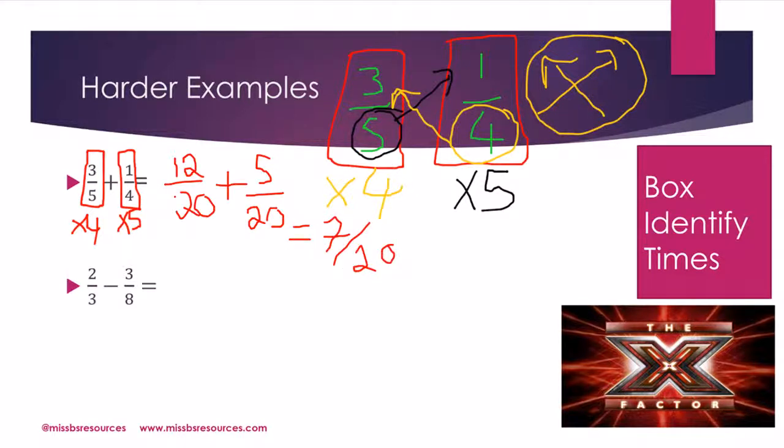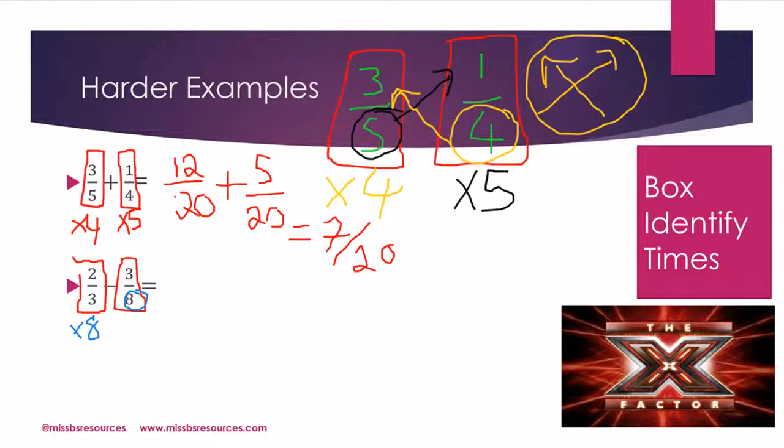Again, the first thing we're going to do is we're going to box them. Then we're going to identify what we're going to multiply by. So, you multiply by the opposite bottom number, the opposite denominator. So you're going to multiply the first fraction by 8, and we're going to multiply the second fraction by 3.